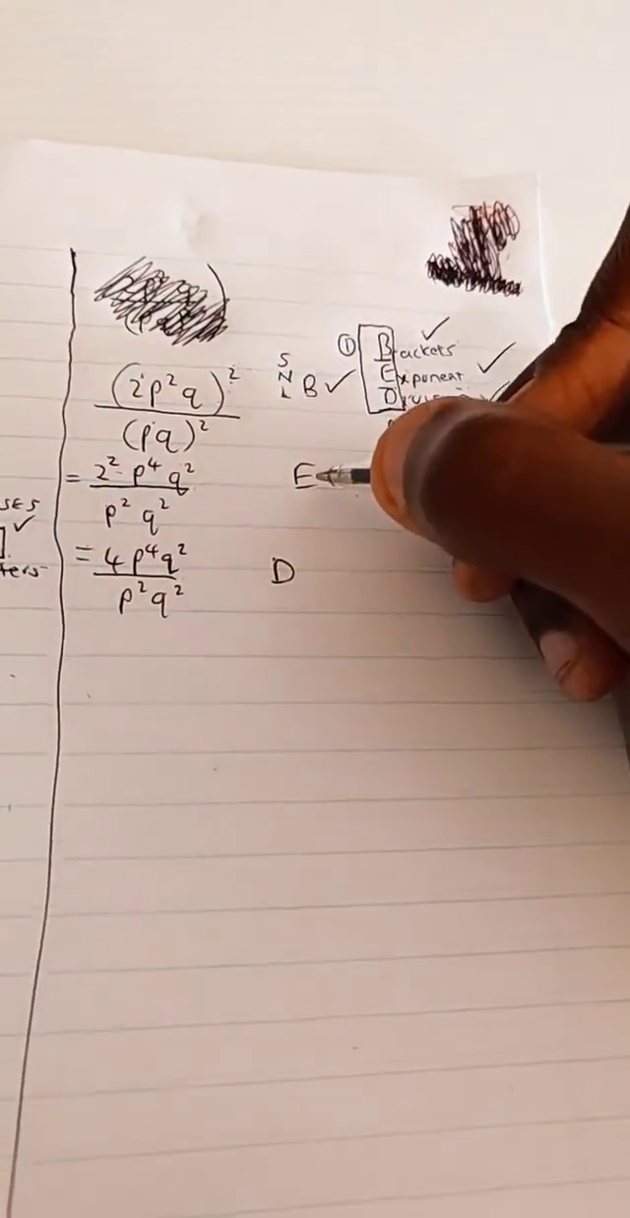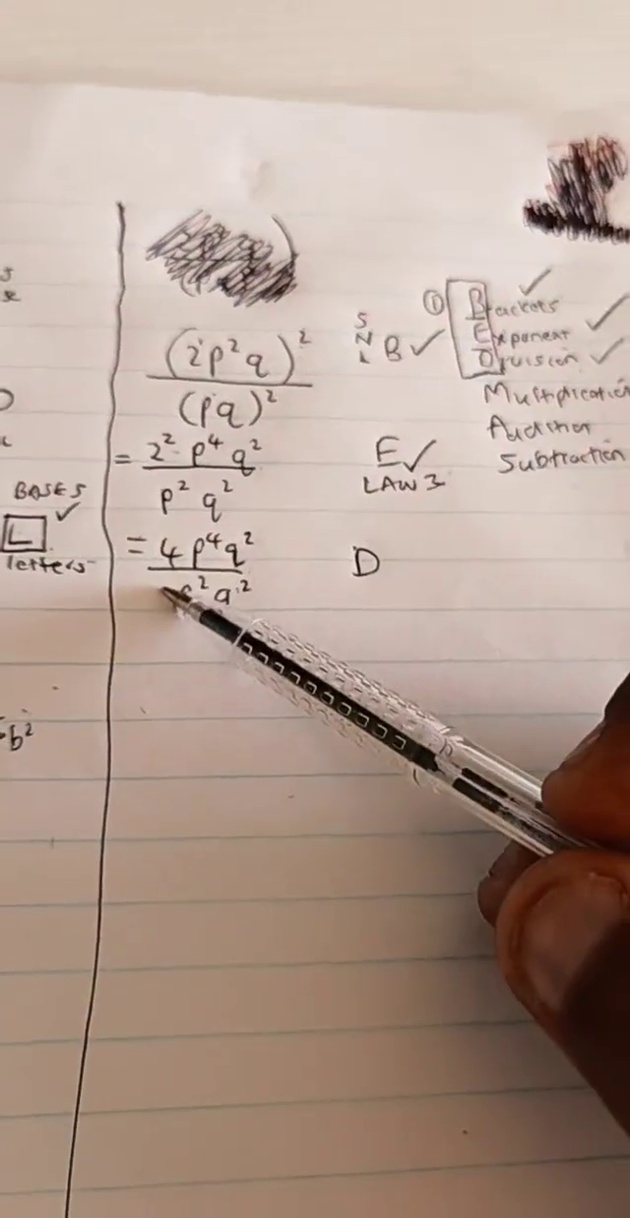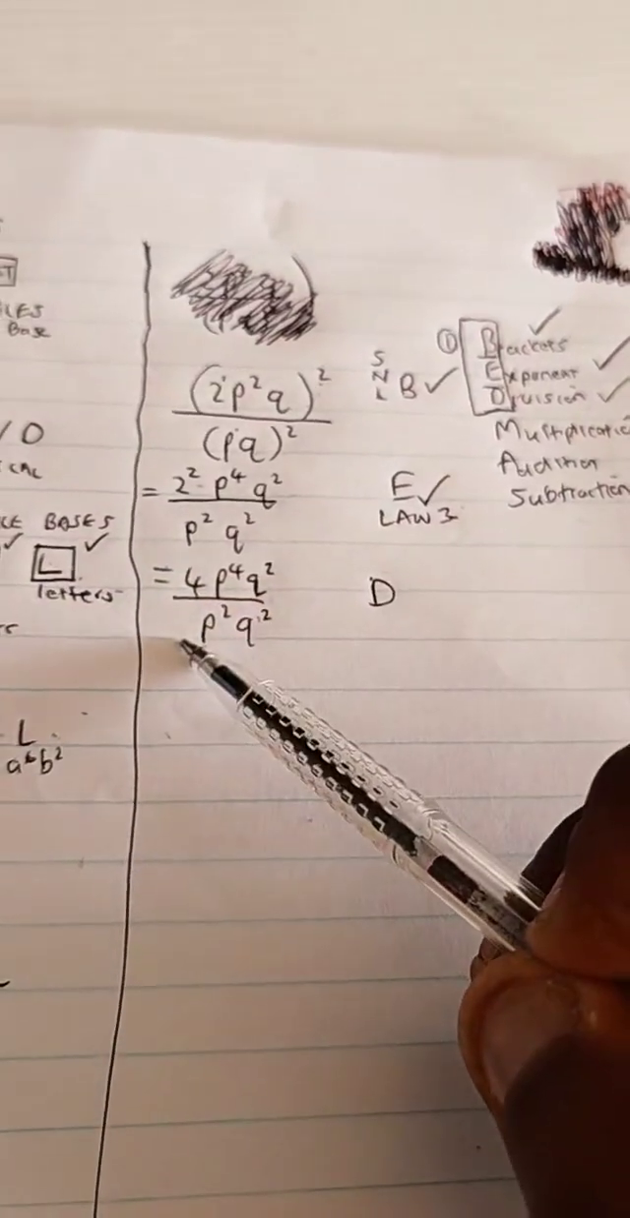Okay, brackets, exponents, division. Now we are here, guys. We dealt with B and E. B has been taken care of. E, exponents, has been taken care of. We used law number 3 to take care of that. Now division must happen. Do you see that, guys? The order in which we operate. So we now divide: 4p to the power 4, q squared over p squared, q squared.